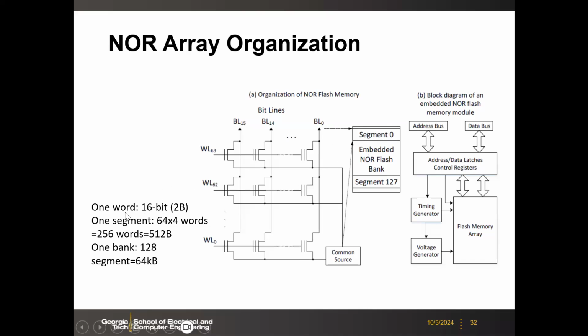In this particular example, every time they read out one word, which means 16 bits or 2 bytes. And then along one row, they may have 64 times 4 words. So in total, one row has like 512 bytes. And then you have many rows, and one bank may have like 64 kilobytes. This is relatively small in the older designs. So this is the organization of the NOR array.